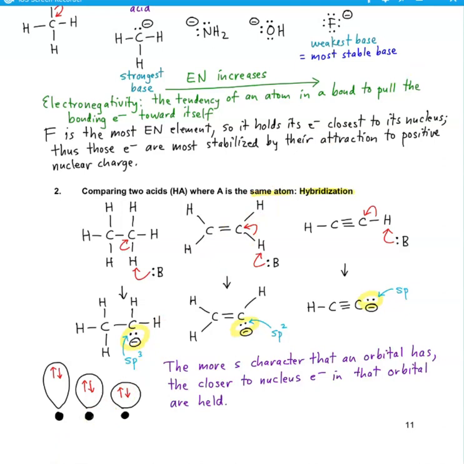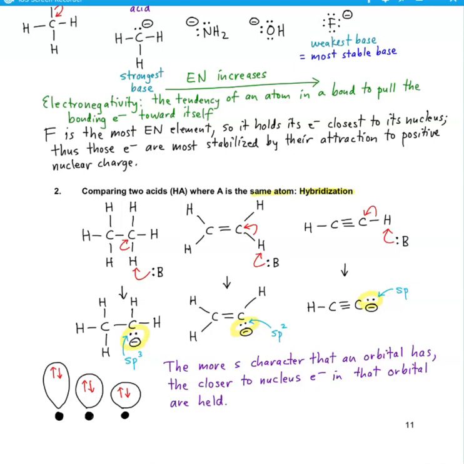In other words, the more s character in an orbital, the more stable electrons in that orbital are. Now this brings up an idea about carbon atoms in general. Now we have an electronegativity value for carbon, that's 2.5. But not all carbon atoms have the same electronegativity. And the reason for that is because of the hybridization of different carbon atoms.